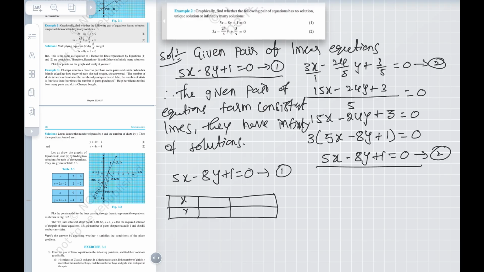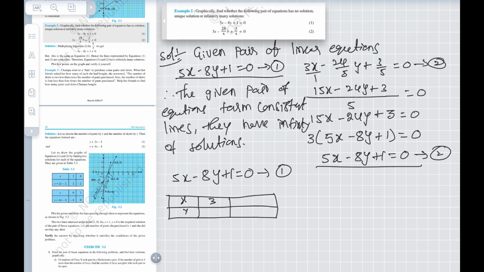X value, y value. If I take x value 0, then it will be minus 8y plus 1, minus 1 over 8, it cannot be divisible. So maximum try to get direct numbers. Avoid the decimals, because it will be complicated to plot the points. So I take x value 3.